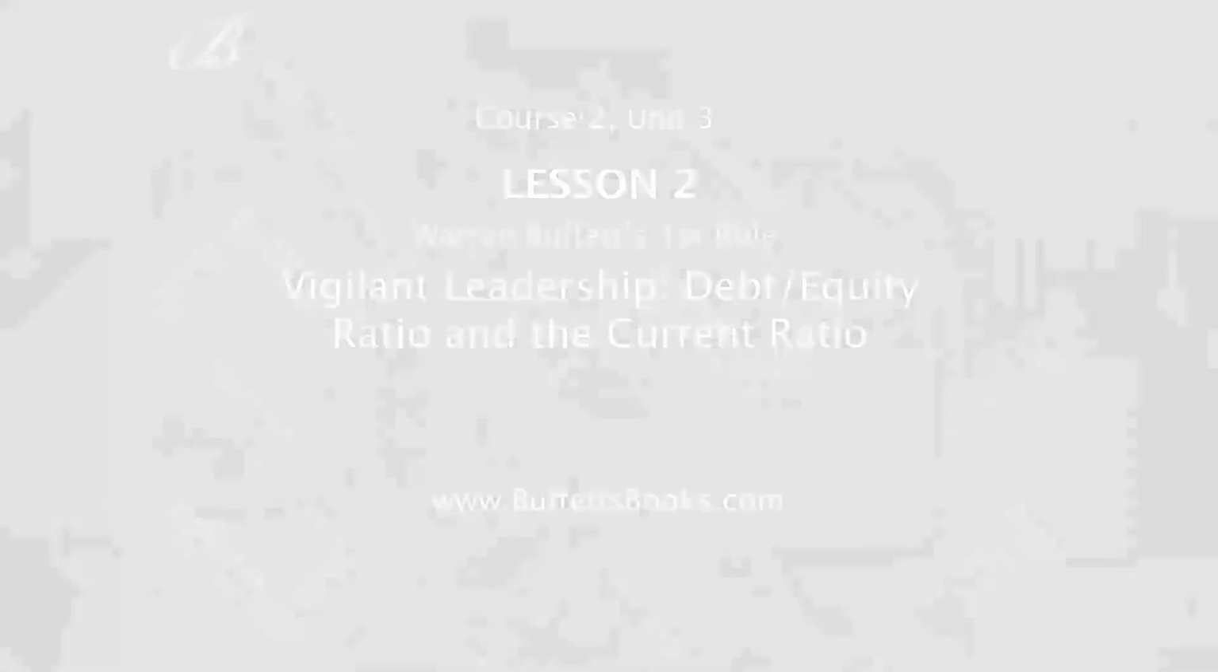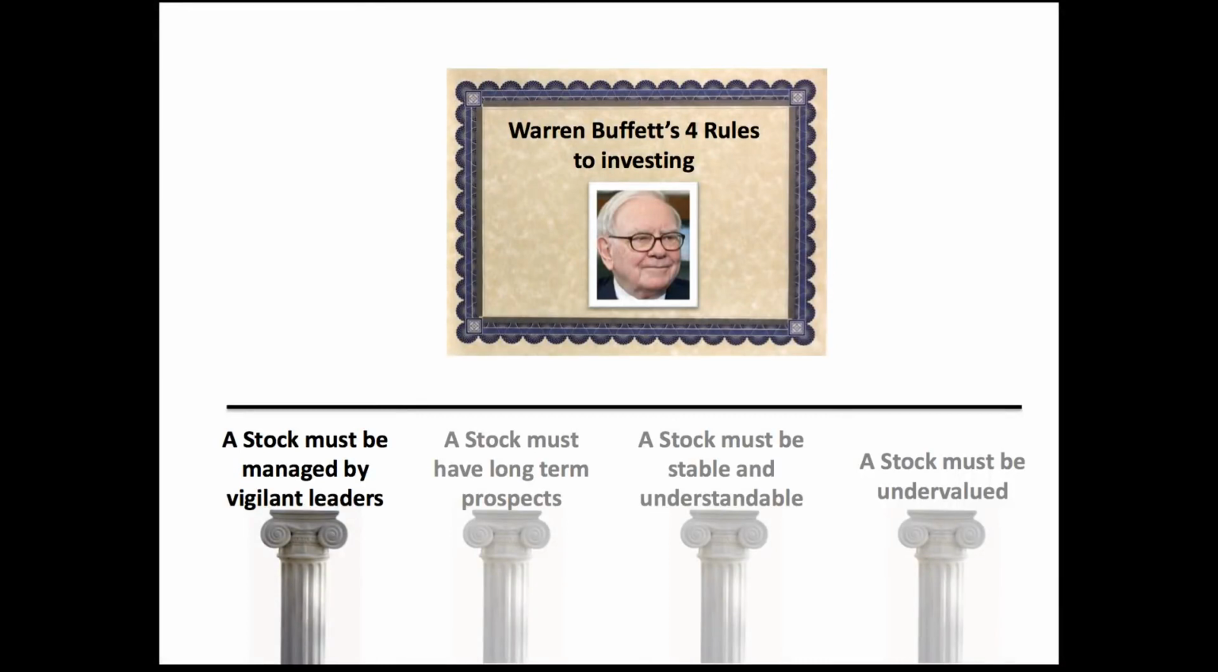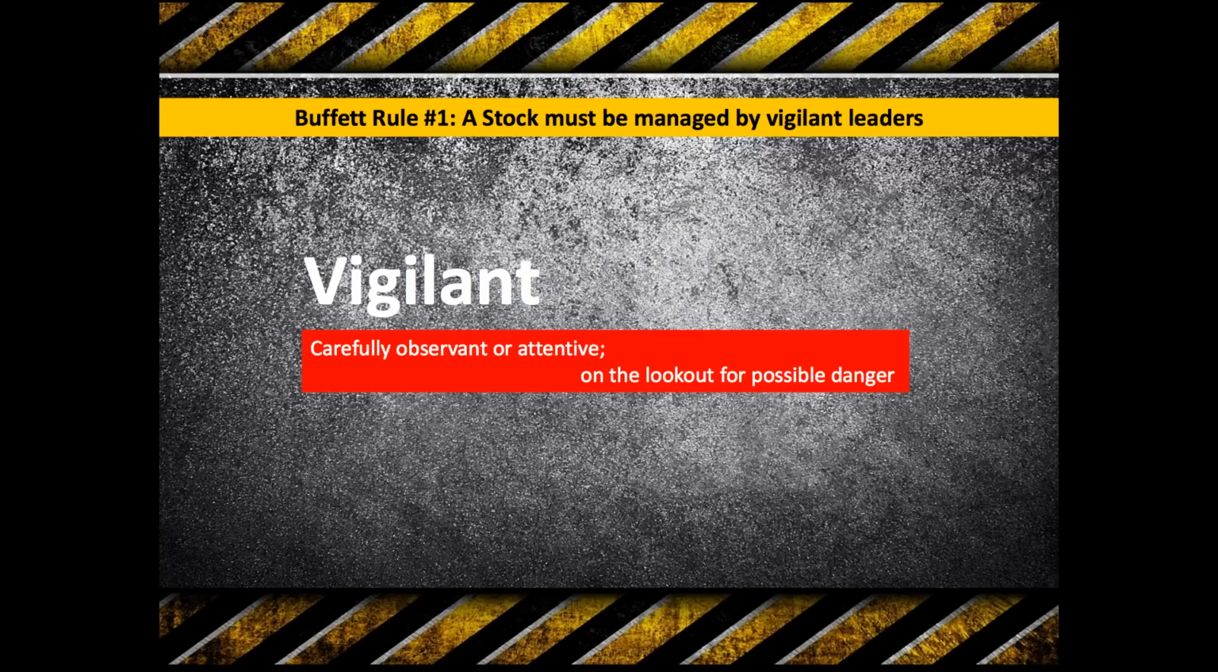So let's get started. As you learned in the very short lesson previous to this one, these are the 4 rules, and the one that we're going to focus on for this lesson is a stock must be managed by vigilant leaders. So what does the word vigilant mean? The word vigilant means to be carefully observant or attentive on the lookout for possible danger.